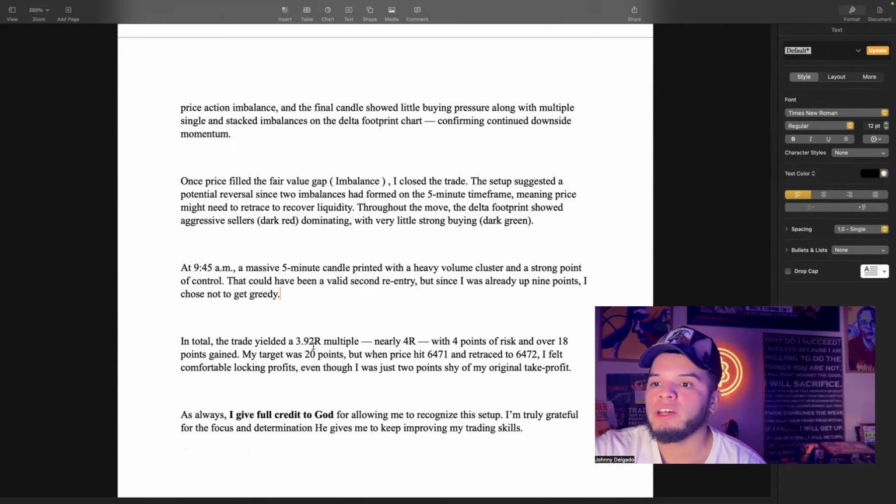In total, the trade yielded me a 3.92R multiple, nearly 4R with 4 points of risk and over 18 points gain. My target was 20, but I did close that. But when price hit 71 and retraced to 64.72, I felt comfortable locking in my profit, though I was just 2 points shy of my original take profit. It doesn't hurt to close your trade early, guys, especially if you're 1 to 2 points away from take profit. It's better to secure your gains than have a big winner turn to a loser.